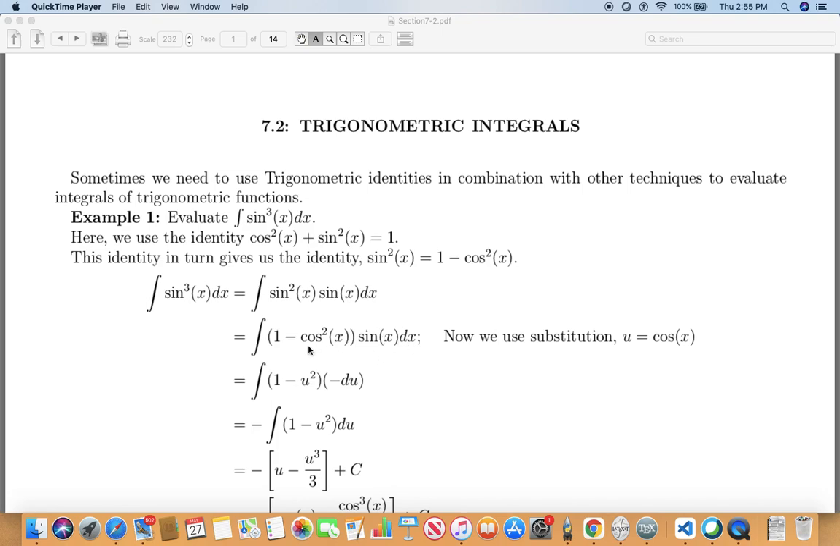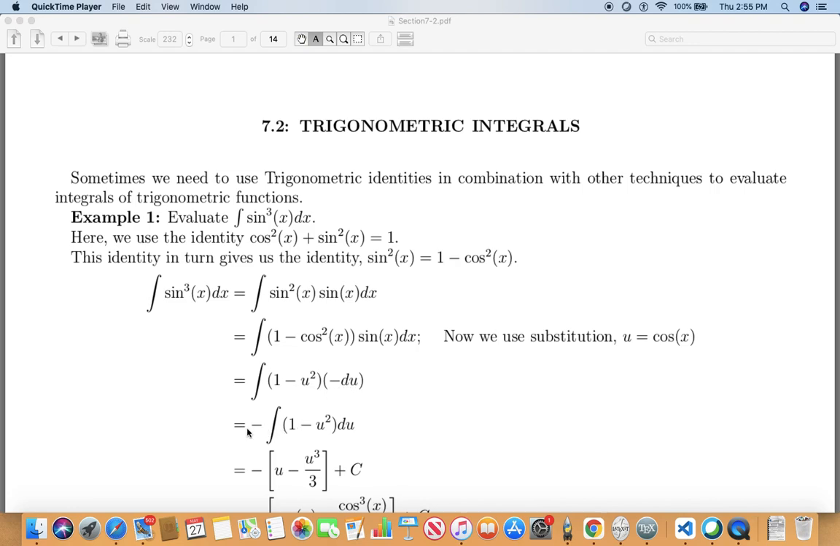So why did we do this? Now we can use substitution. Set u equals cosine x. If I use u equals cosine x, then the derivative of u is going to be negative sine x dx. That's why. So 1 minus u squared, and du is negative sine x dx. So positive sine x dx is a negative du. That's where the negative comes from and the du comes from.